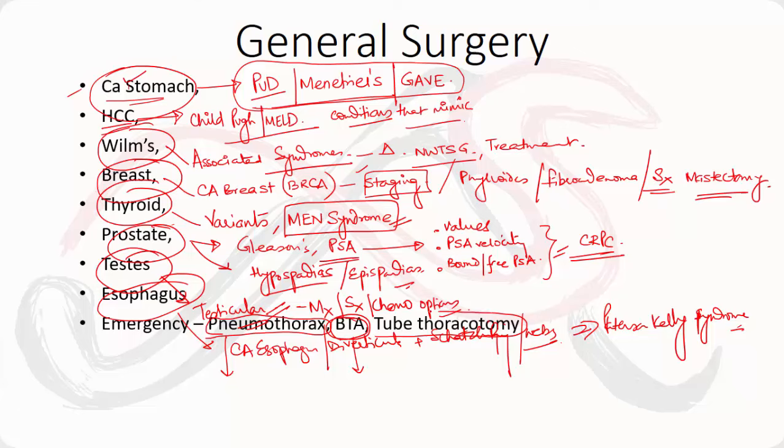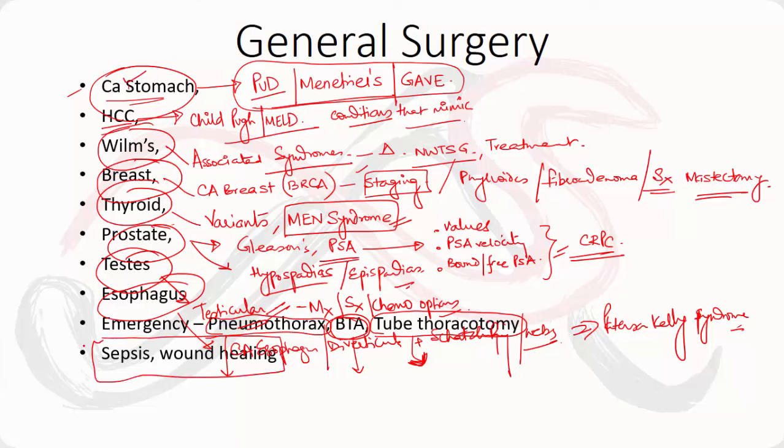Conditions in which a tube thoracostomy is needed, there are specific criteria for the requirement of tube thoracostomy, and the conditions after fulfilling of which the chest tube can be removed. Those you should know. Then recent upcoming topic is sepsis and wound healing.